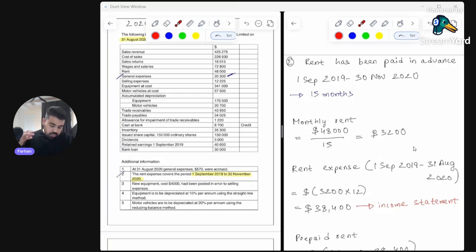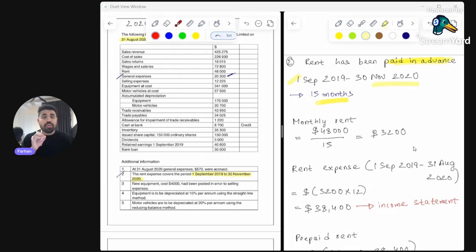Now, based on what the information says, we understand that rent has been paid from the 1st of September 2019 until the end of November 2020, which the question explicitly and clearly mentions. This clearly indicates that the rent has been paid in advance, all right? And the rent has been paid for 15 months in total initially, which covers the months of 1 September 2019 all the way until 30 November 2020.